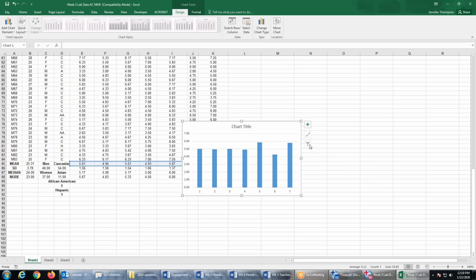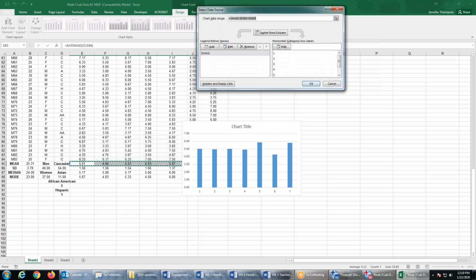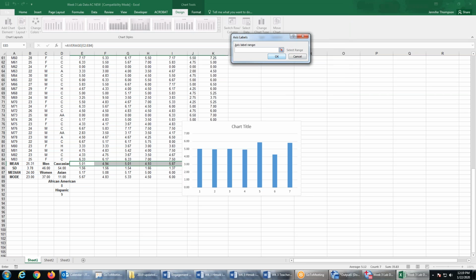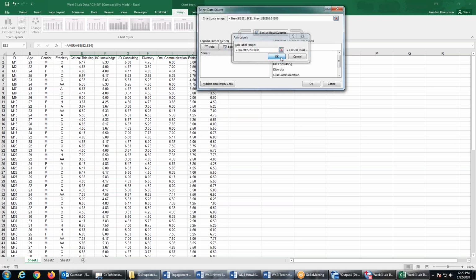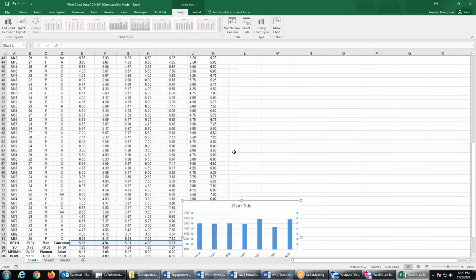And then right click on chart, select data. Under horizontal axis labels, click edit. And then we go to the top, I think, and select these. Okay. And then play around with editing chart title, changing the colors of the bars. Let's hit OK and see how this looks.